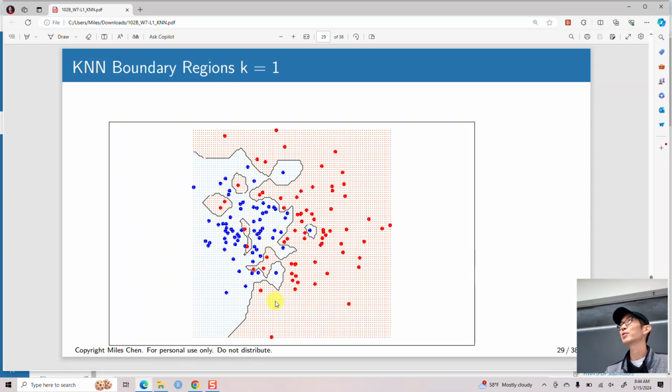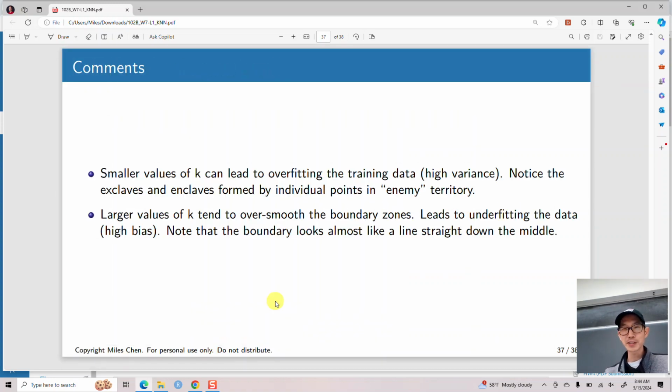Okay. I'm just trying to, what is it? I don't remember. What's the difference between an exclave and an enclave? I don't know.